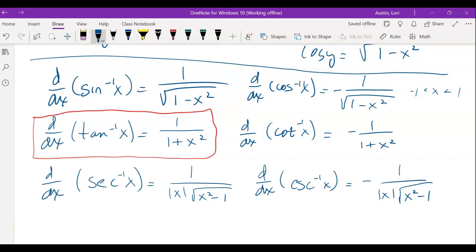It's just you actually can't plug in a negative, just because of the way the function is. But you don't need to worry about it when you're using it. It's more for defining purposes.